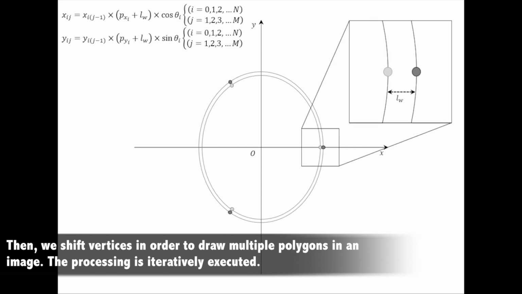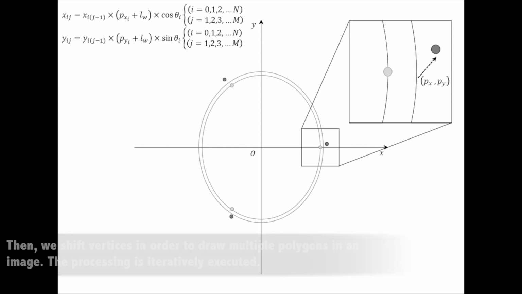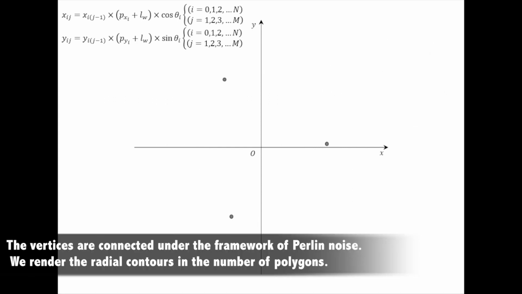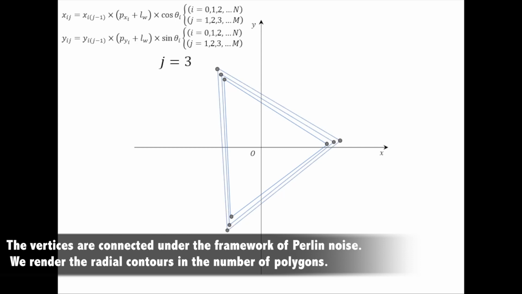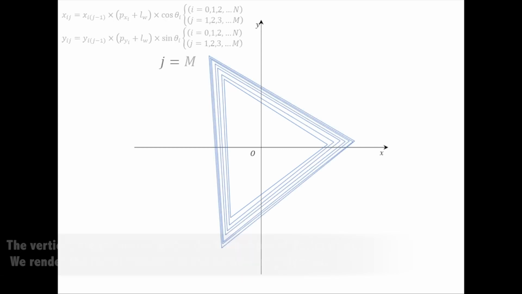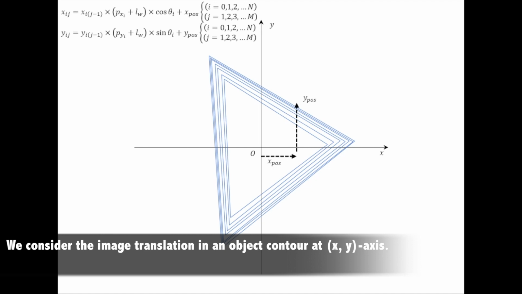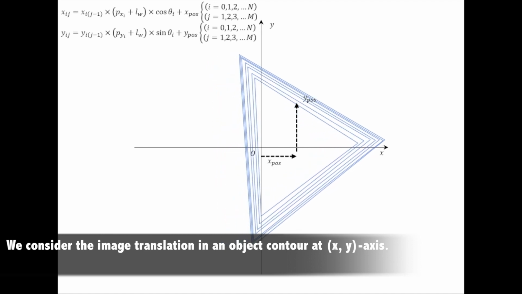The processing is iteratively executed. The vertices are connected under the framework of Perlin noise. We render the radial contours in the number of polygons. We consider the image translation in an object contour at x, y axis.